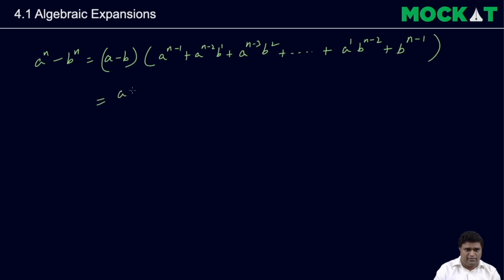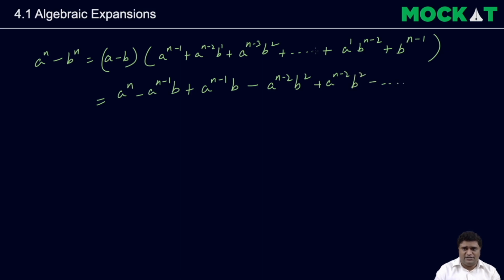a into a^(n-1) is a^n. Minus b into this is minus a^(n-1) into b. a into the next term is going to give us a into a^(n-2), which is a^(1 + n - 2). Powers can be added and you get a^(n-1) into b^1, right? Next, minus b into this would give us a^(n-2) into b squared. Likewise, a into the next term over here is going to give us plus a^(n-2) into b squared. And this continues, right?